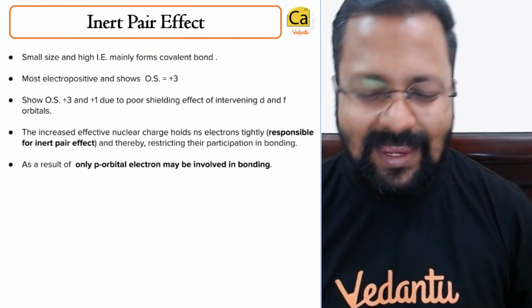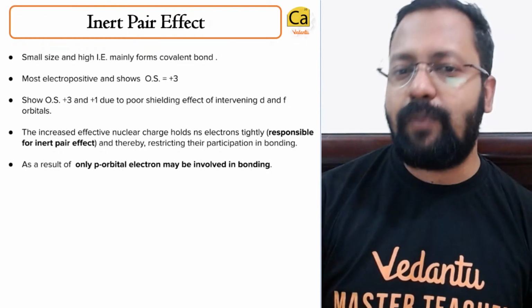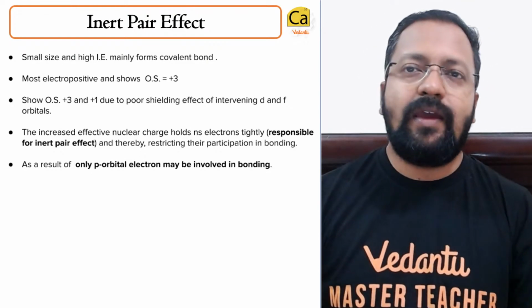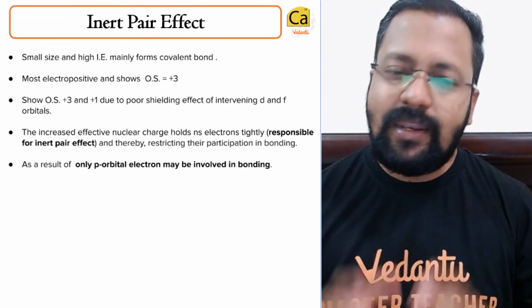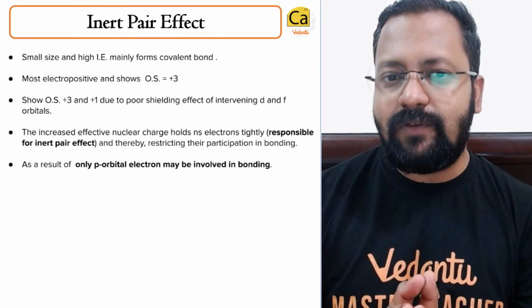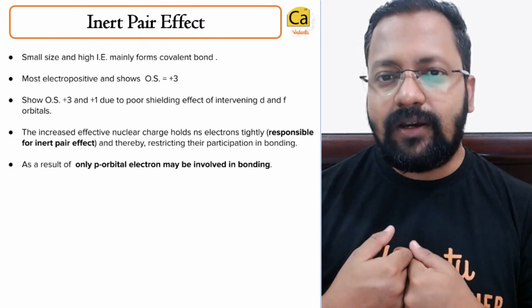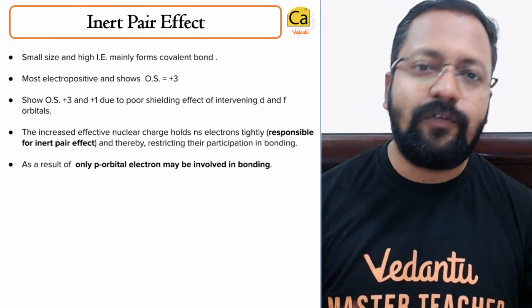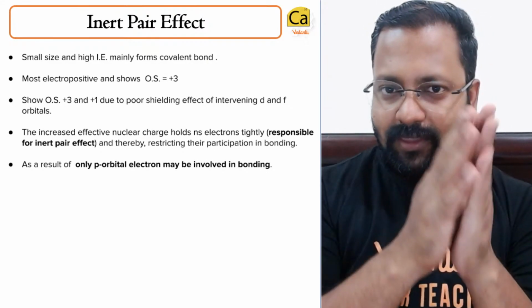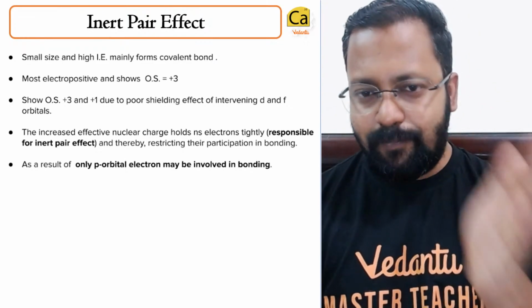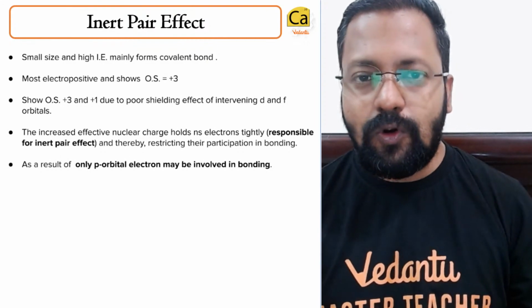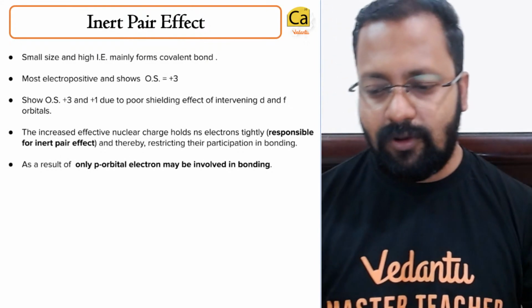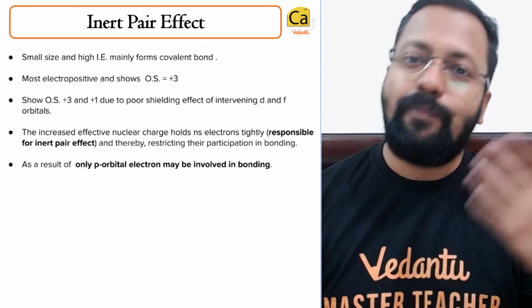Now next is the inert pair effect. Now what is the inert pair effect? Inert pair effect is actually the observation, it's not the reason. Inert pair effect is the observation that the lower members of group 13 in the p block tend to show a lower oxidation state, or they have a more stable lower oxidation state.